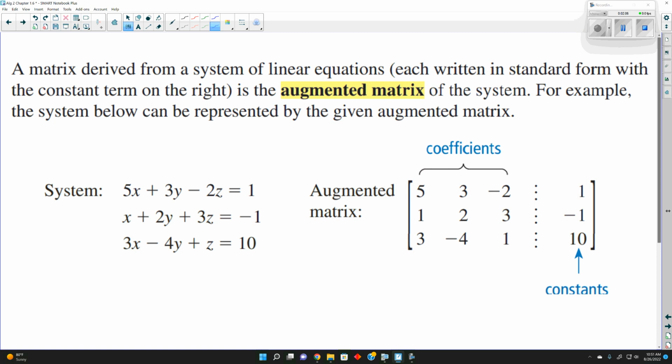Now, if we look across for this first one here, the numbers in front of the variables are positive 5, positive 3, and negative 2 equals 1. So this isn't in the note sheet. But if we look at the first row of this augmented matrix, we have positive 5, positive 3, negative 2, and 1. It's the same. So we look at the next one. We have 1, 2, 3. 1, 2, 3. Negative 1 is equal to negative 1. And that's it.